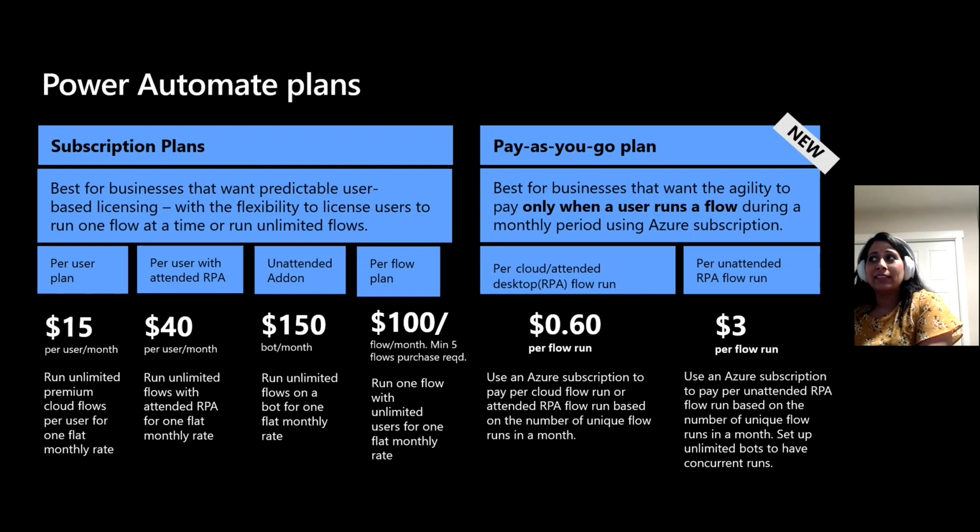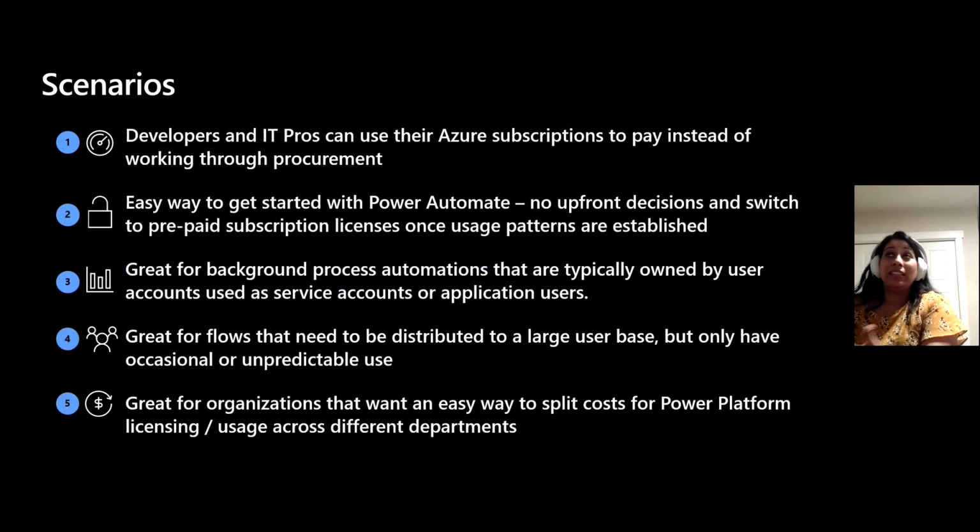The advantage of unattended especially is you can set up multiple bots to have concurrent runs. In the prepaid model, you would need to purchase bot add-ons, right? In postpaid, you do not need to do that. You just pay for the flow run. Most developers and IT pros already have Azure subscriptions and they can get started right away without having to wait for procurement and enterprise agreements. And that's one place where you can get started with pay as you go.